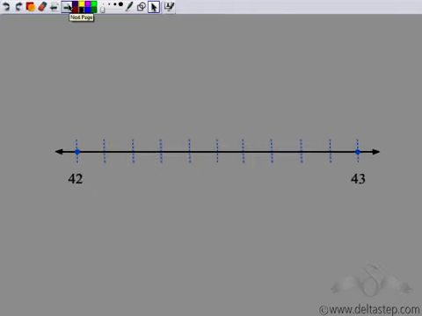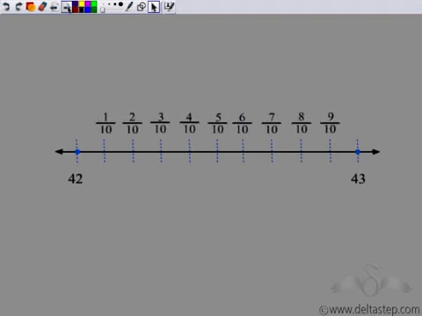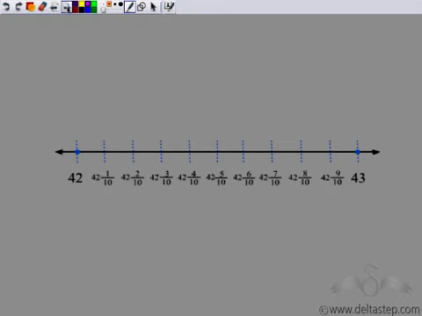So what we've seen is that this unit distance can be divided into 10 equal parts, which we had represented by fractions. This is 1 by 10, this distance is 2 by 10. So this number here is 42 plus 1 by 10, which can be represented as 42 1 by 10, the mixed number 42 1 by 10, and so on. So we represented these numbers by mixed numbers.